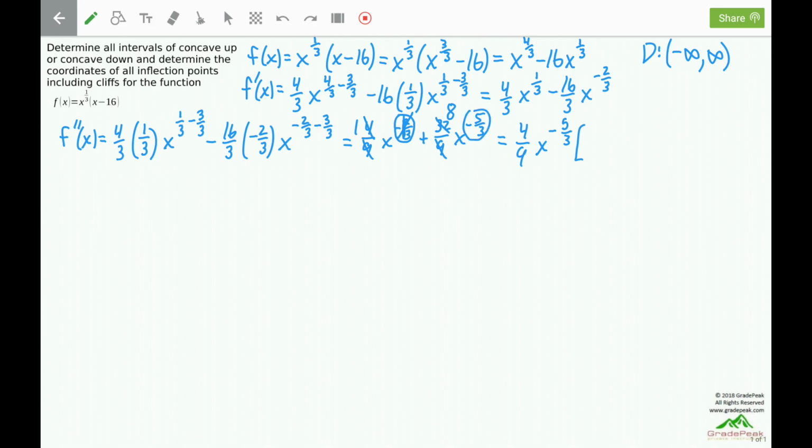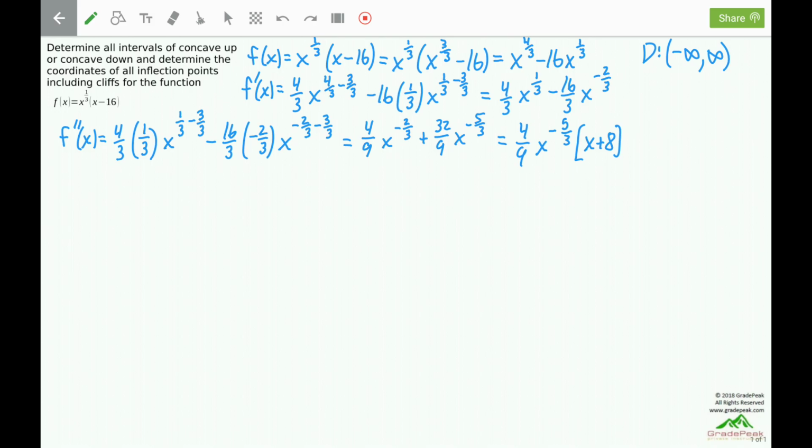Adding 5/3 to this power, 5/3 minus 5/3 is 0. We have x to the 0 power, and x to the 0 is a 1. So we will have an 8 times 1, or just an 8. So altogether we have a 1x plus 8. One x can be written as x and then plus 8.